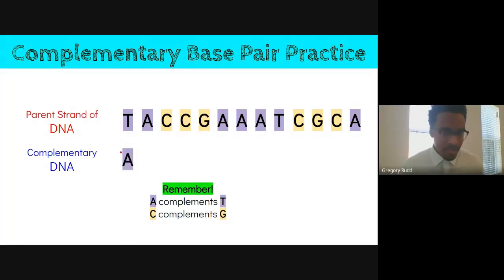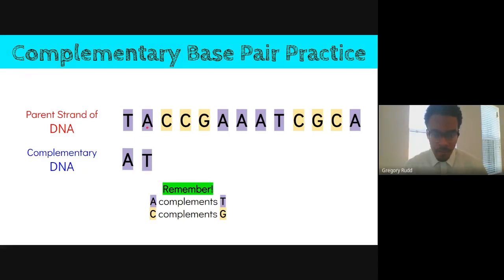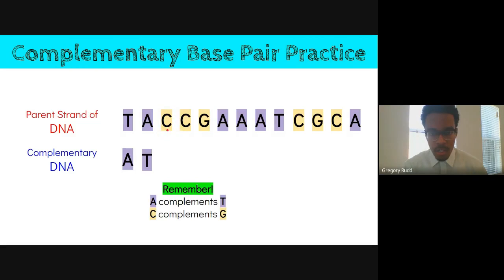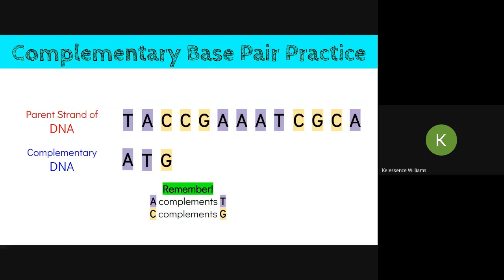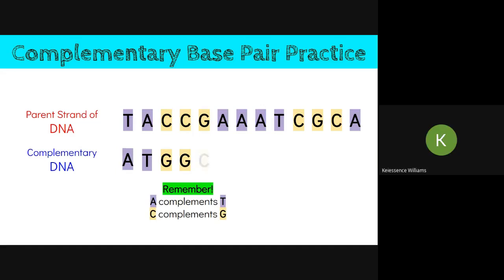Let's be quick with this. What's next? T. Good, there should be a T. Then what? T. If I've got a C here, then what base should I have under here? G. Then what? G. And then C.